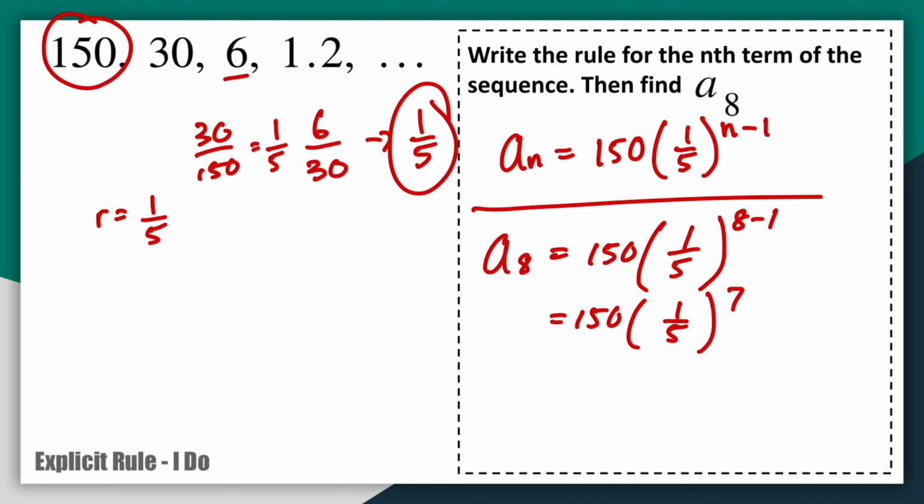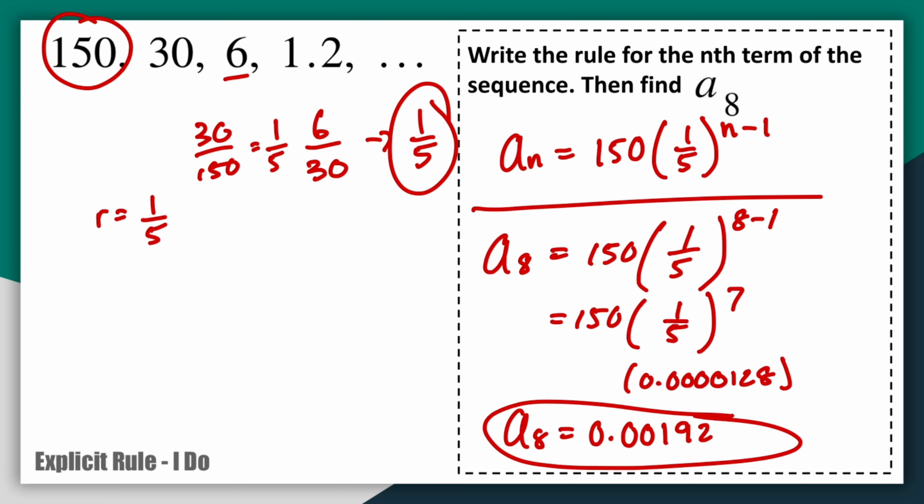But we got 0.2, so 1/5 is 0.2, and I'm going to take that to the power of 7. So give me a second here. To the power of 7. And you get a ridiculously long number of 0.0000128. And then you're going to times that by 150. And the answer, the 8th term, should be 0.00192.